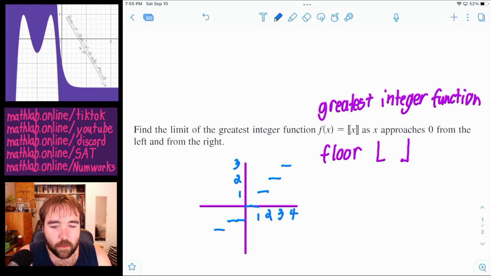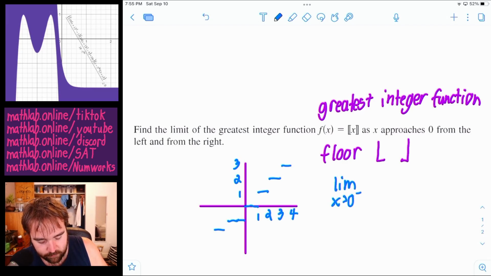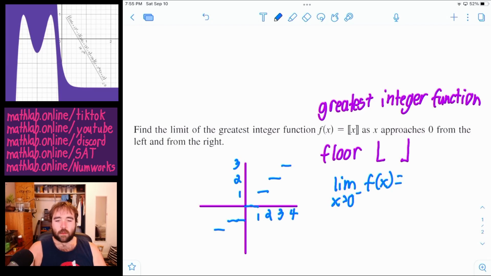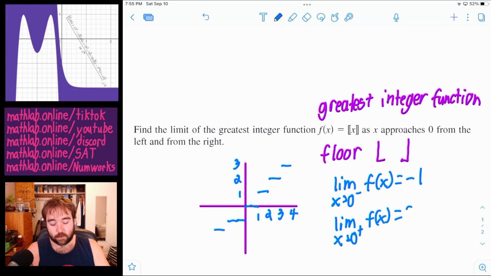So then when we picture this graph, we can talk about what's going to happen. As x approaches 0 from the left, so let's say the limit as x approaches 0 from the left of f of x, we'll look at the graph. It's negative 1. But then from the right of f of x, it's 0. And that's just by looking at the graph. Here you see from the right, it's going to 0. Here from the left, it's going to negative 1.